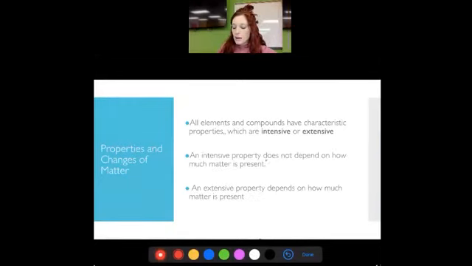So an intensive property does not depend on how much matter is present. Intensive properties are kind of characteristic to the type of chemical you're talking about. So for example, water is clear. That is an intensive property because water is always going to be clear no matter how much you have. An extensive property depends on how much matter you have. Okay, so like mass. If you have a bigger sample of something, it will have a greater mass.